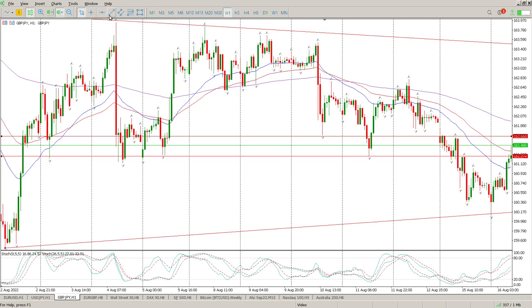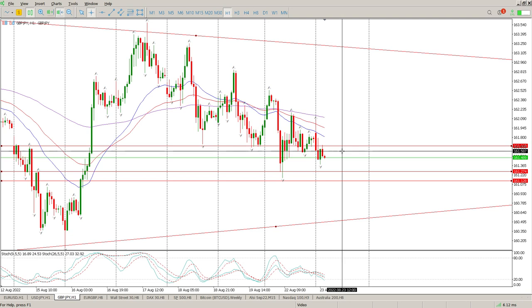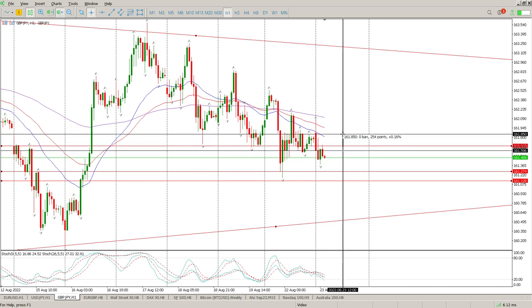Let me just get these levels in. This is really messy. So you're probably going to find a support off one of these areas here. And that has been tested, so I would assume that it's going to be this one here. 161.128 would be the first area. So what you're looking for is some kind of price action up there.